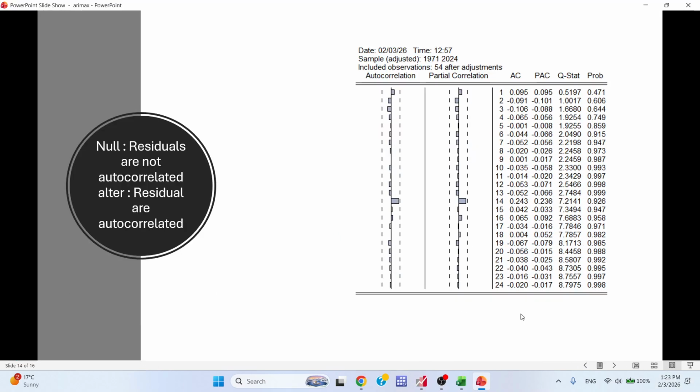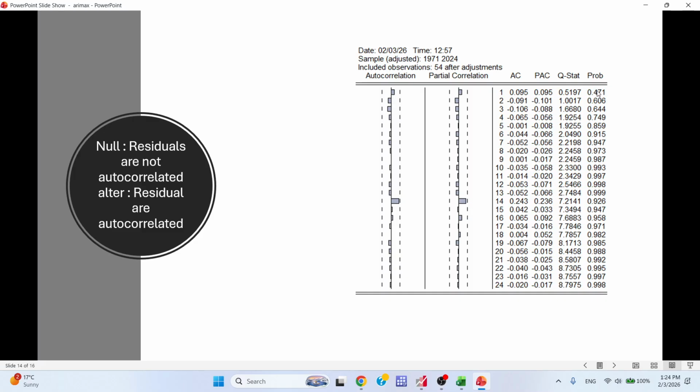For our desired results, these bars must lie between this confidence interval. If your bars lie between the critical region of the dotted lines, it means that there is no autocorrelation in your data set. As you can see, all of our bars lie in between these critical values. None of these bars exceeded this value.